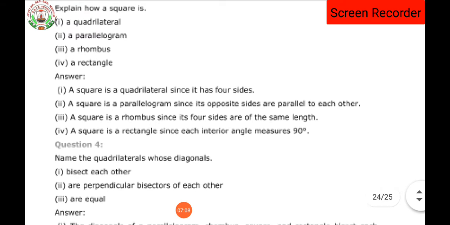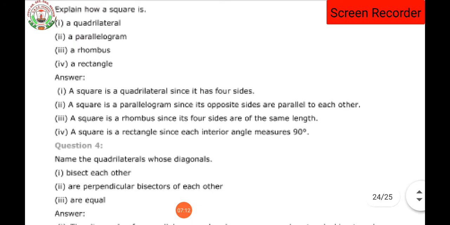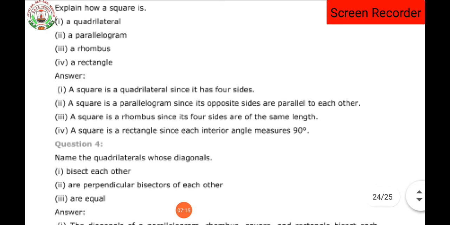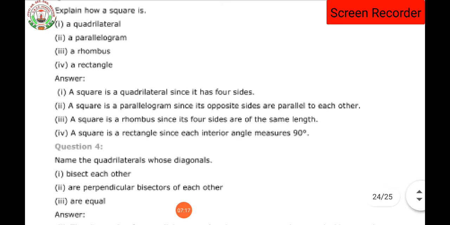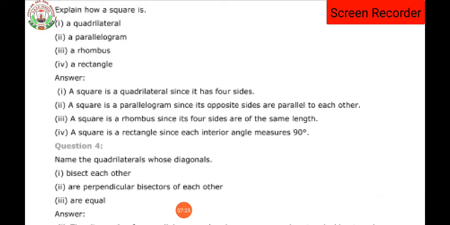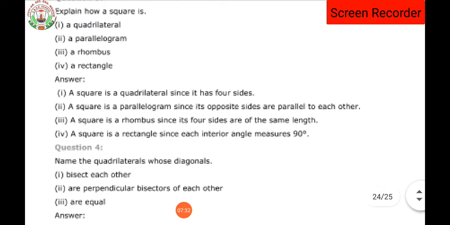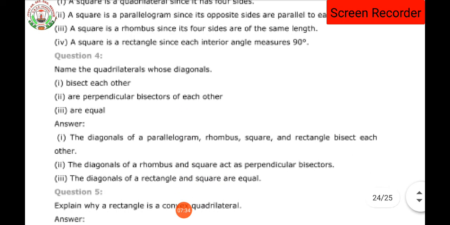A square is a rhombus since all the 4 sides are of the same length. That's why. And how can we explain that a square is a rectangle? A square is a rectangle, students, because each interior angle of a square is 90 degrees. In the same way, each interior angle of a rectangle is also 90 degrees. That's why. Understood? Now the next question, number 4.